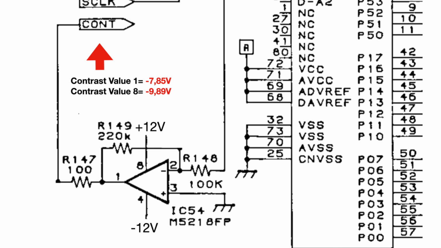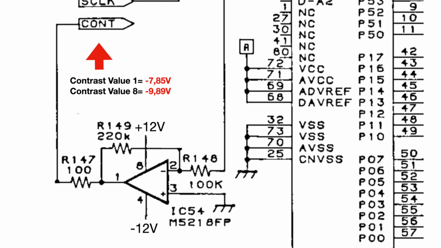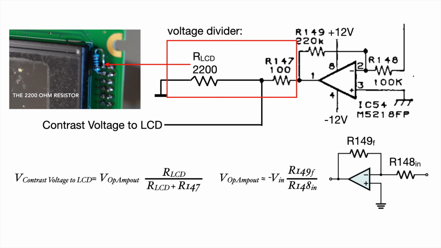So I want that to be in the middle contrast setting, say for contrast value 4. As you remember, I put a 2.2 kilo ohm resistor between ground and the LCD's contrast voltage input pin. I didn't want to remove it because I'm a lazy bastard, so this complicates things a bit. I need to take into account a voltage divider after the op-amp in my calculations. So let's draw the resulting op-amp and voltage divider and put the formulas against it. I used an approximation for the op-amp output and treat the output as the input of the voltage divider.